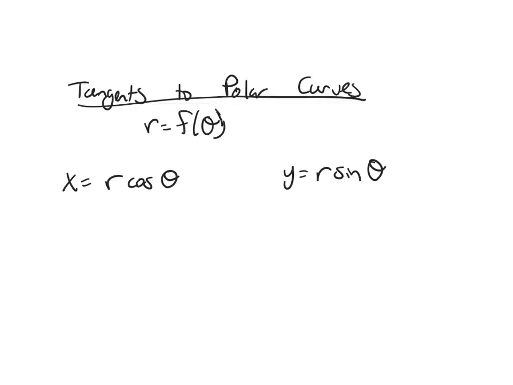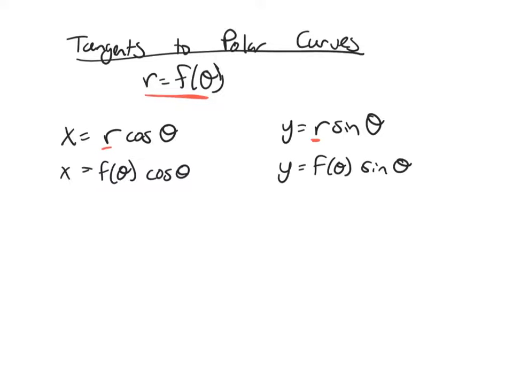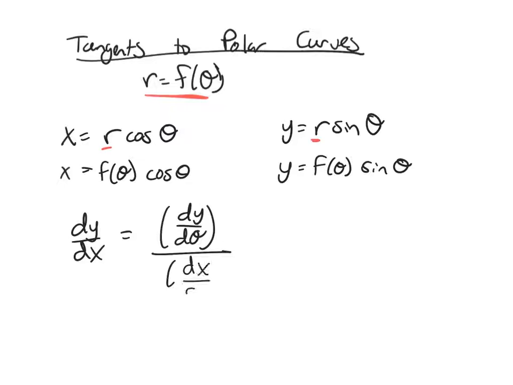Now remember, because we're in this scenario where we have these polar equations, really these r's here have thetas in them. This is f of theta cosine theta, f of theta sine theta. And so now if I want to find dy/dx, I need to find dy/d theta and divide by dx/d theta.